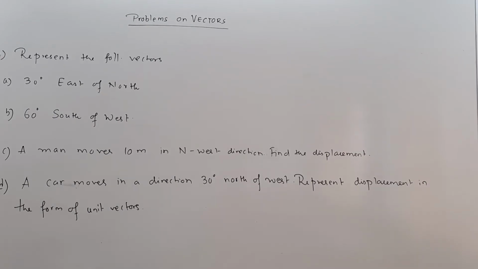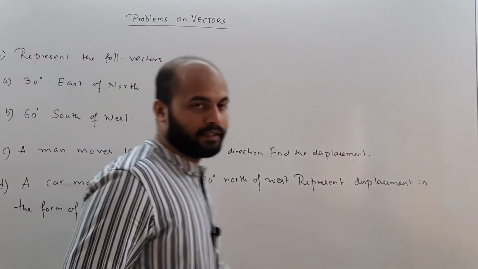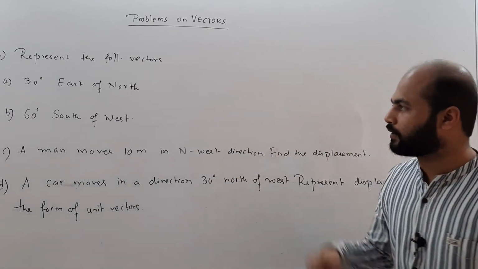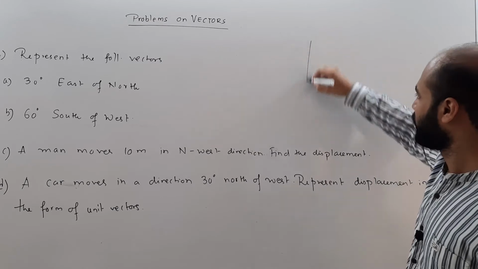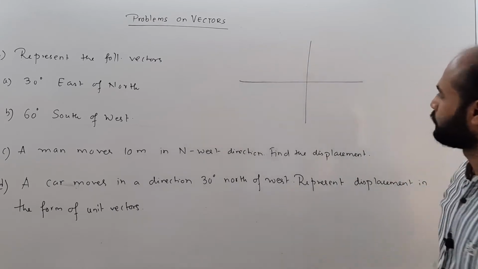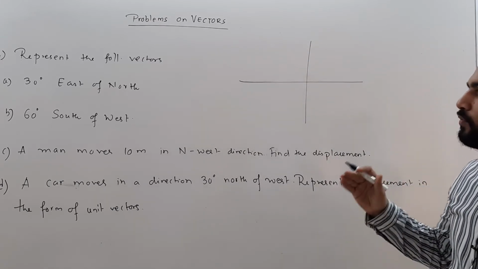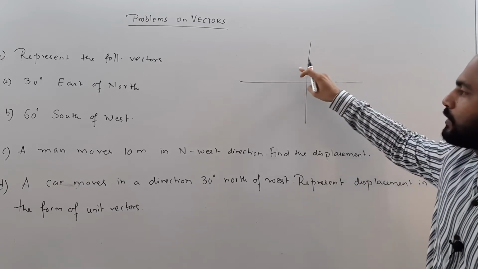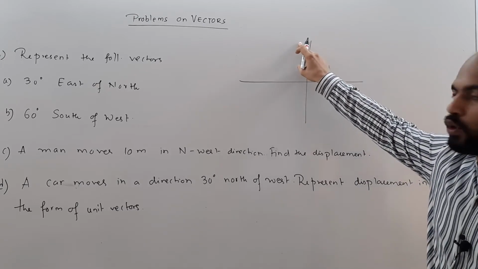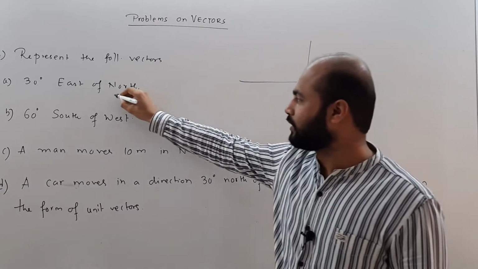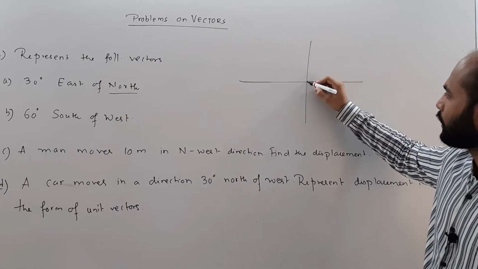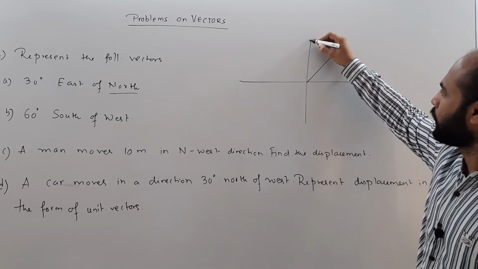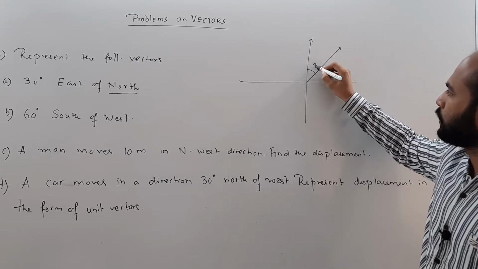Let's see the next set of questions. Now we have to represent the following vectors. 30 degrees east of north. The first thing that we will draw is the coordinate axis. When I say east of north, this is east and this is north. So now our reference is north. So when I say east of north, it means that this is going to be the direction, and this is 30 degrees.